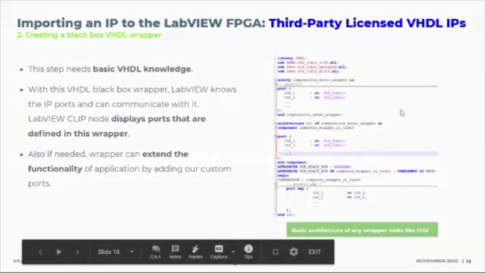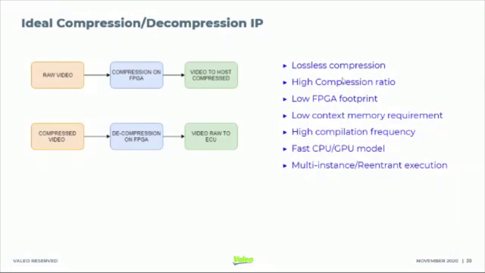Then it also needs to have a low FPGA footprint, because we might have our other code that captures the cameras, and then there is other logic. So ideally it needs to have a very low footprint. Then there is a context memory that any FPGA IP has internally, so it needs to have a low memory requirement. Then it needs to have a high compilation frequency.